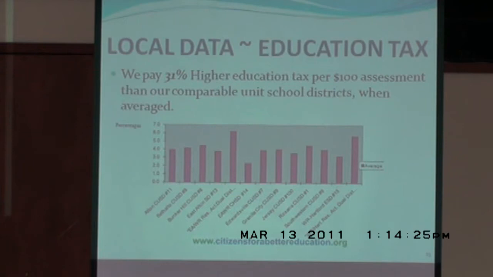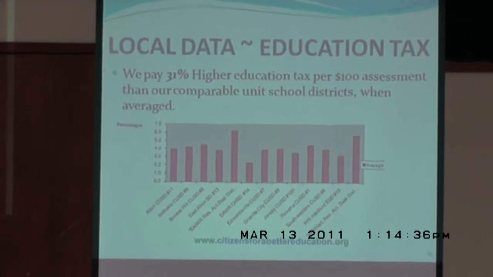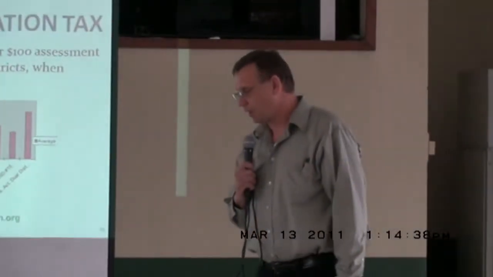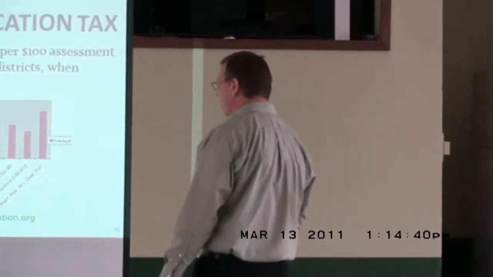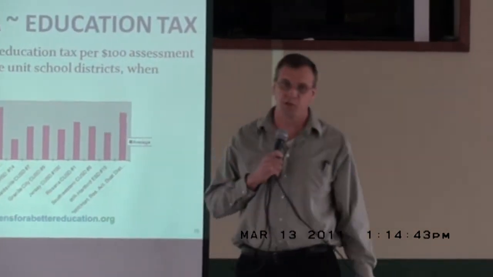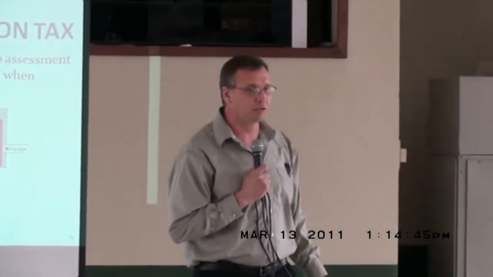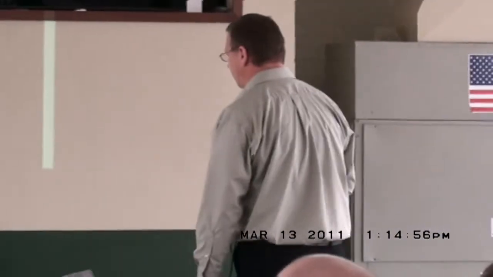Here's the local data in reference to our educational tax. We pay 31% higher educational tax per 100 than our comparable unit school districts when averaged. Well, let me tell you how data can be misleading. Can a superintendent of one of our elementary districts stand in front of a group of people and say, my school district tax rate is on par with everybody else? I'm going to tell you, yes, he can. And that is an accurate and true statement. Let me show you how that is done.